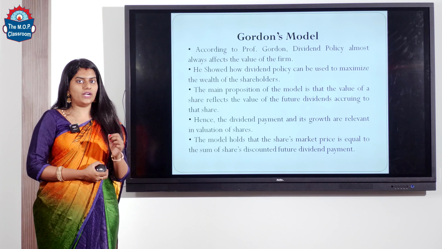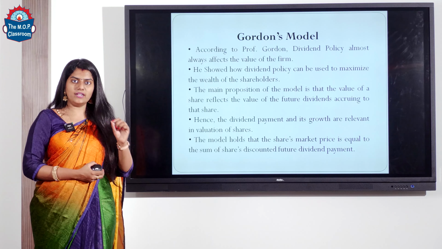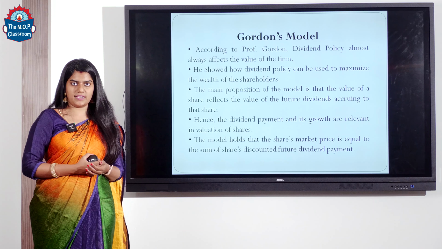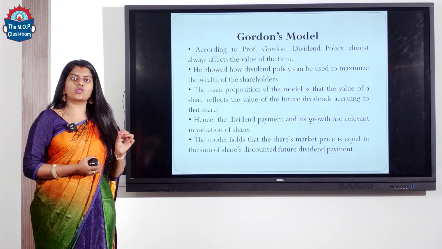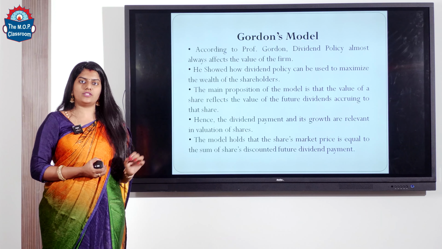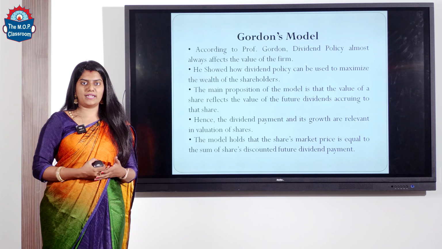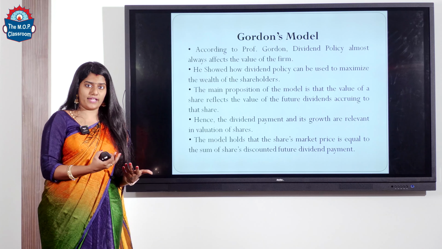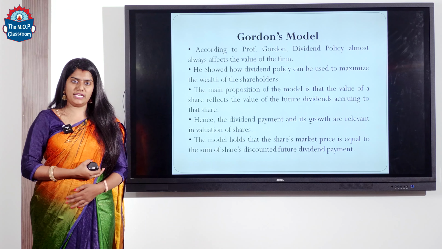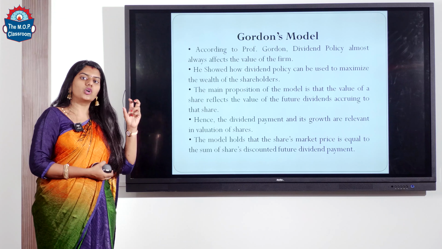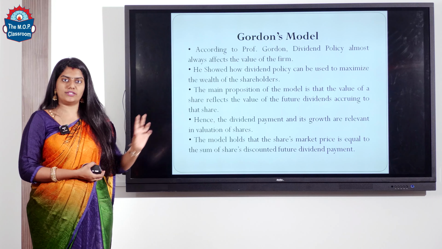But there is only one difference that the Walter and Gordon theories state. Walter's theory states that there is going to be a constant rate and constant cost of capital. Gordon states that there is going to be a growth in the market. This growth can be due to inflation or due to the time value of money. So, there is going to be a growth element added in the Walter model.